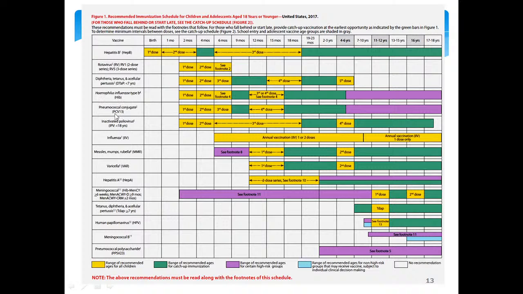hemophilic influenza type B, pneumococcal, inactivated poliovirus vaccine, influenza, measles, mumps, rubella, varicella, hepatitis, meningococcal infection, once again tetanus, diphtheria and acellular pertussis after 7 years old, human papillomavirus infection, meningococcal B, and pneumococcal polysaccharide vaccines.